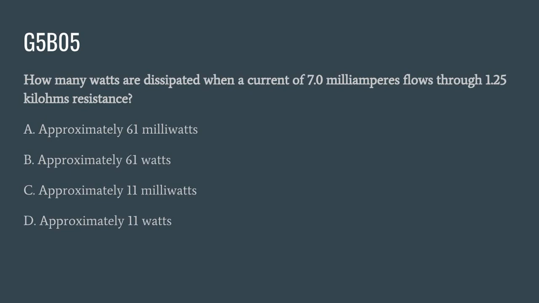G5B05. How many watts are dissipated when a current of 7.0 milliamperes flows through 1.25 kiloohms resistance? A. Approximately 61 milliwatts. B. Approximately 61 watts. C. Approximately 11 milliwatts. Or D. Approximately 11 watts. Correct answer here is A. Approximately 61 milliwatts.